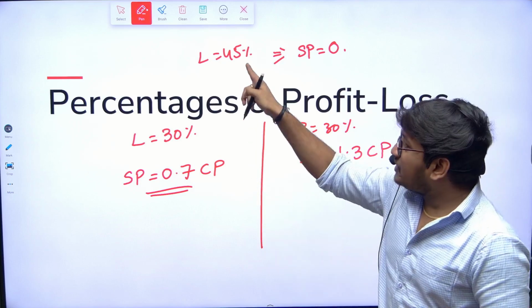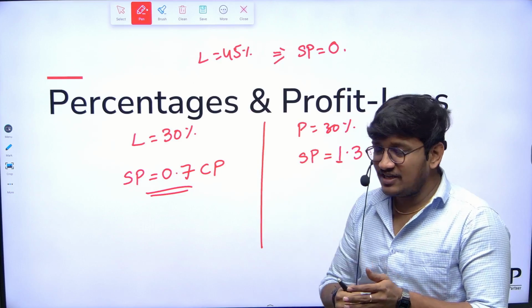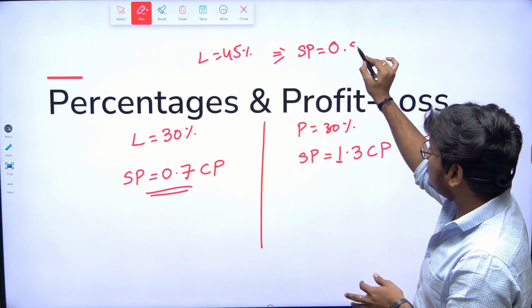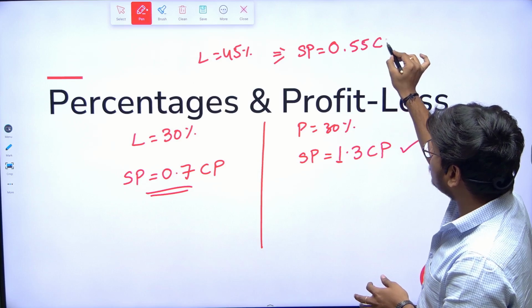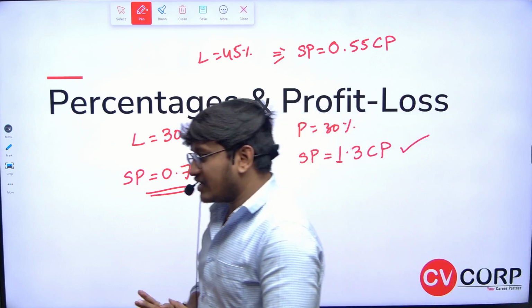Selling price is equal to 0 point. Okay, so 45% loss, right? So you should eliminate 45 from 100. So what is the value left out? It is 55. So 55 times the cost price. I hope you all are clear with this.